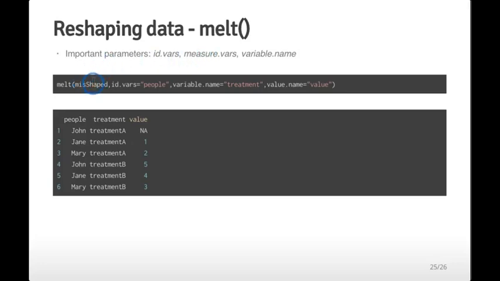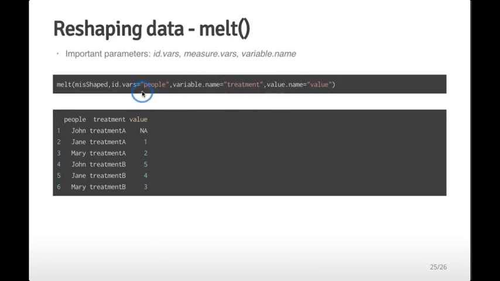So we take this misshaped data set and we say, okay, the IDs for this data set are the people, the variable name that we're going to collect is treatment, and then the value name is going to be value. And so what it does is it melts this data set.